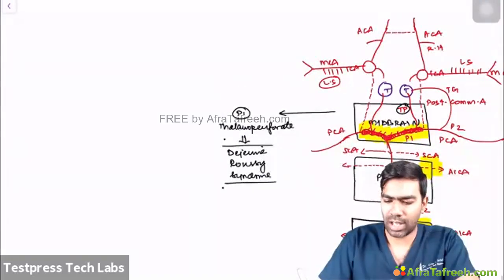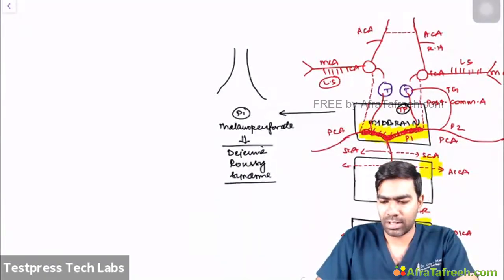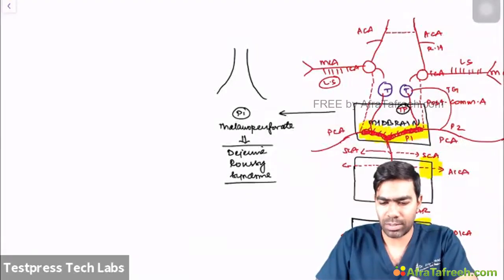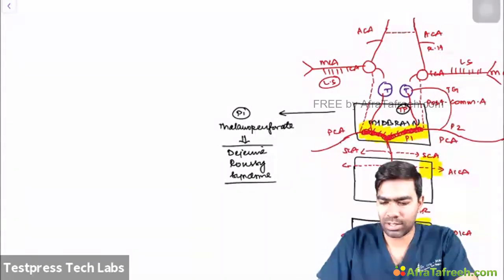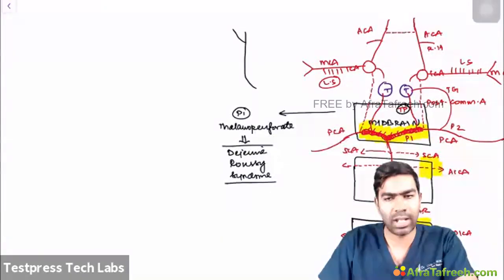Remember, here I've drawn the usual anatomy. What is the usual anatomy? I've drawn two thalamoperforate arteries, and that's how the usual anatomy is. But sometimes these two thalamoperforate arteries can unite together to form a single thalamoperforate artery, or you can have only a single thalamoperforate artery that is supplying both thalami.